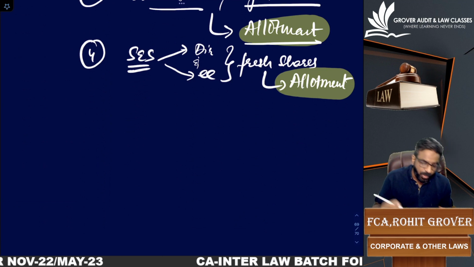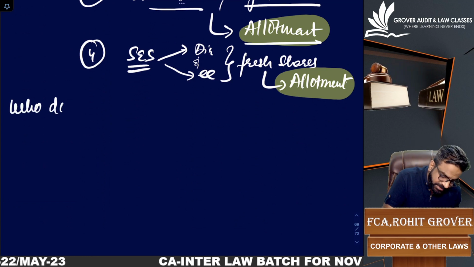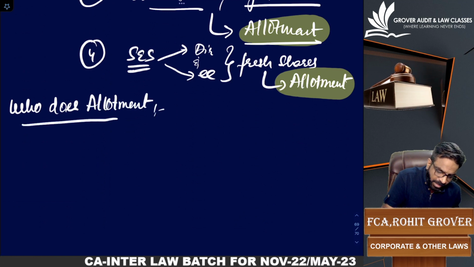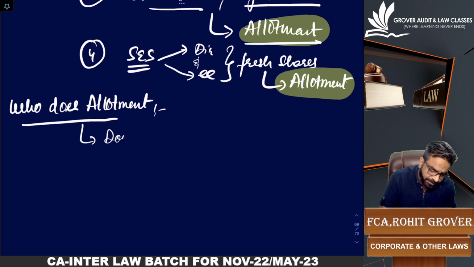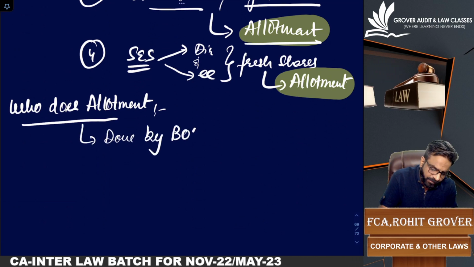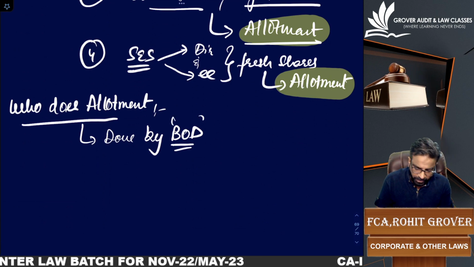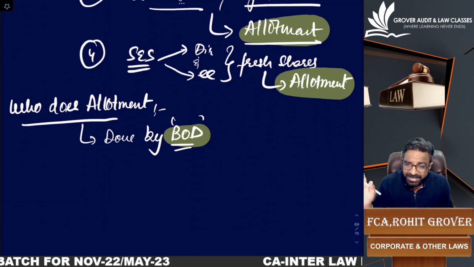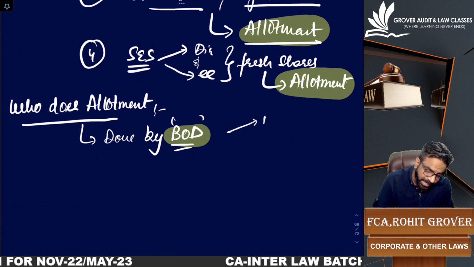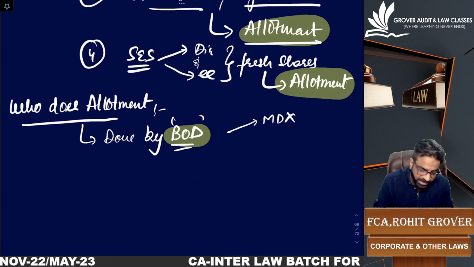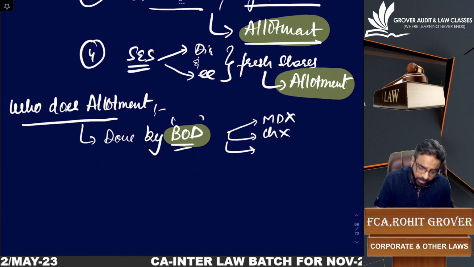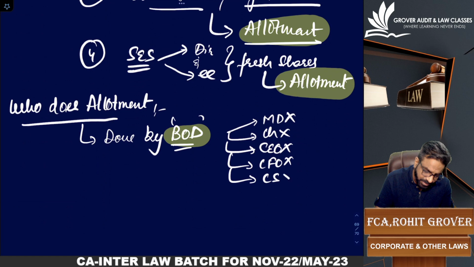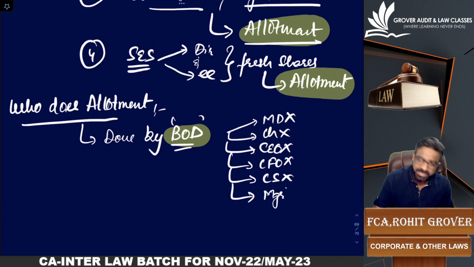Now, who does the allotment? Allotment is always done by the board of directors. Everyone, who does the allotment always? Board of directors. Other than the board of directors, no one in the company can do the allotment. Can the MD do it? No, even though he is top level management. Chairman? No. CEO? No. CFO? No. CS? No. Any manager? Answer is no.